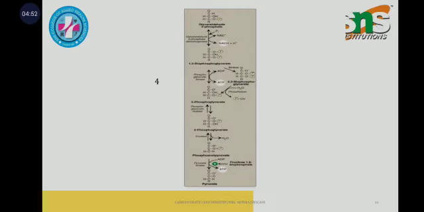Coming to glycolysis, the end products are 2 molecules of pyruvate, 2 molecules of ATP and 2 molecules of NADH.